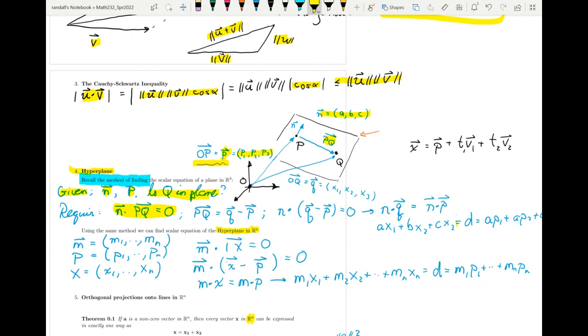to Q, remember P is in the plane, and if Q is in the plane, then that vector PQ is going to lie in the plane and therefore be orthogonal to n. So n dot PQ will be 0. So let's write this out and see the equation that we obtain.